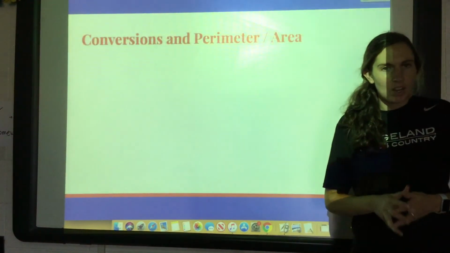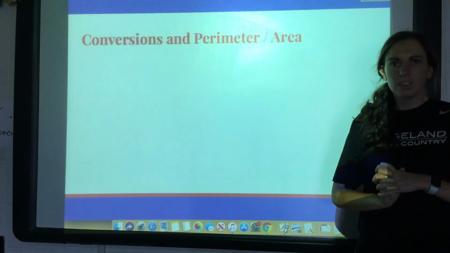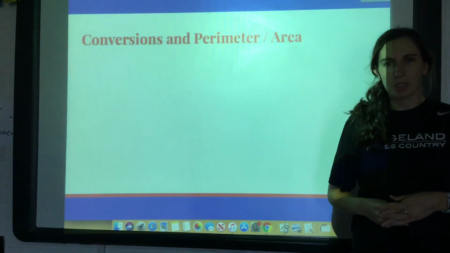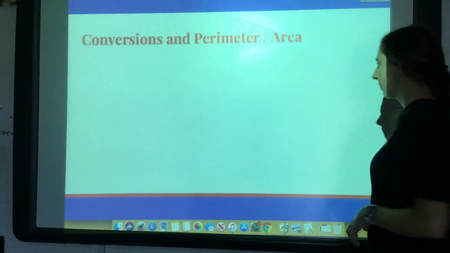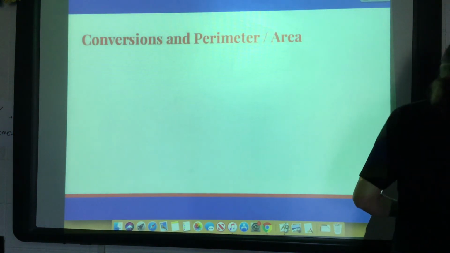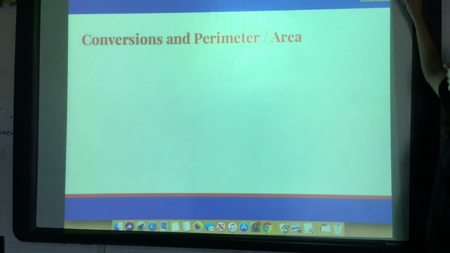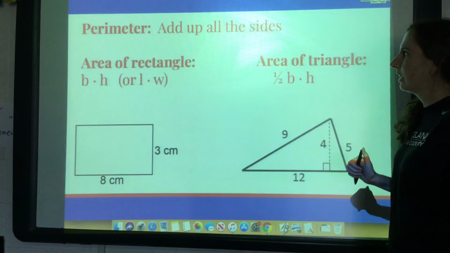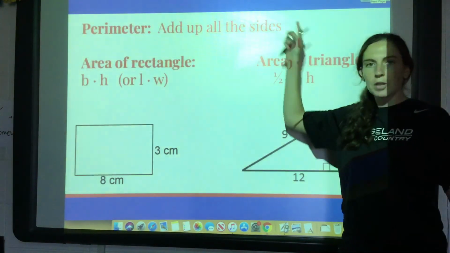So in this video, we're talking about applied conversions, in particular, using conversions with some geometry stuff like perimeter and area. So let's do a quick refresher of perimeter and area. This is stuff from middle school that you should be familiar with. Perimeter, just add up all the sides.